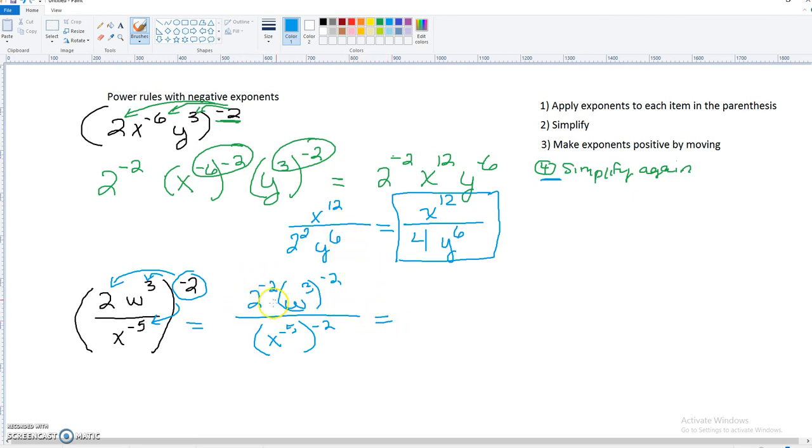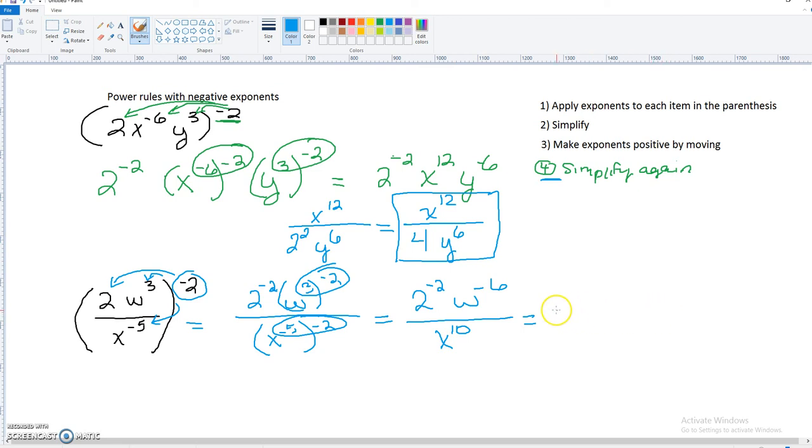So this one, again, we're going to leave alone because it's the whole number, just for the time being. But this is a power to a power, so this means this needs to be multiplied. So we've got w to the negative 6th. This needs to be multiplied. So we've got x to the 10th. Now we need to make everything positive.